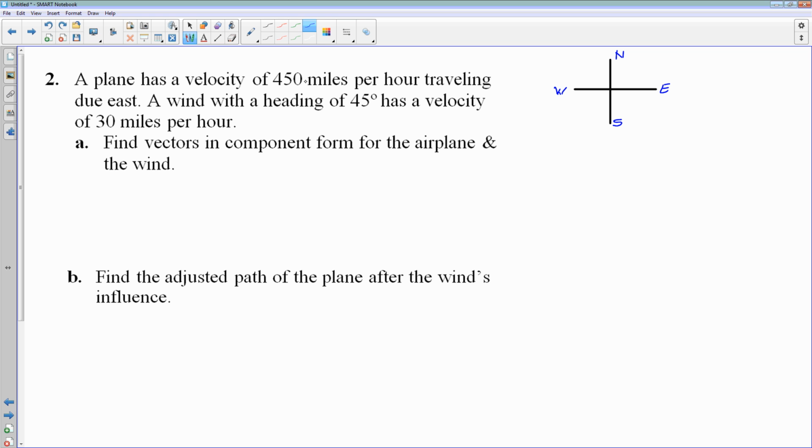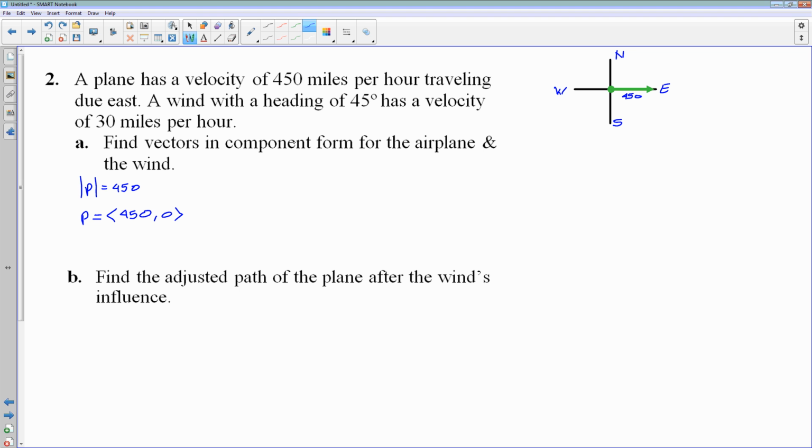So if I'm traveling 450 miles per hour, that's the magnitude of my plane. My magnitude is 450 miles an hour. Whoops, forgot the 5. So the length is 450, and if I travel due east, well, that means my plane is going just straight to the east 450 units, right? So if I go straight east 450 units, that's to the right. So I know my vector for P is going to be to the right 450, and I'm not going up or down at all. So there's the vector for the plane. That one's not too bad.